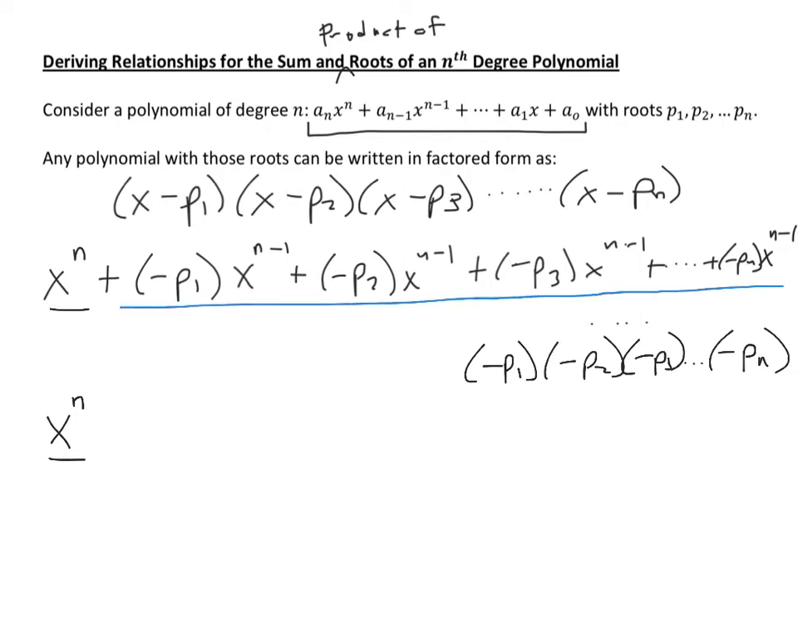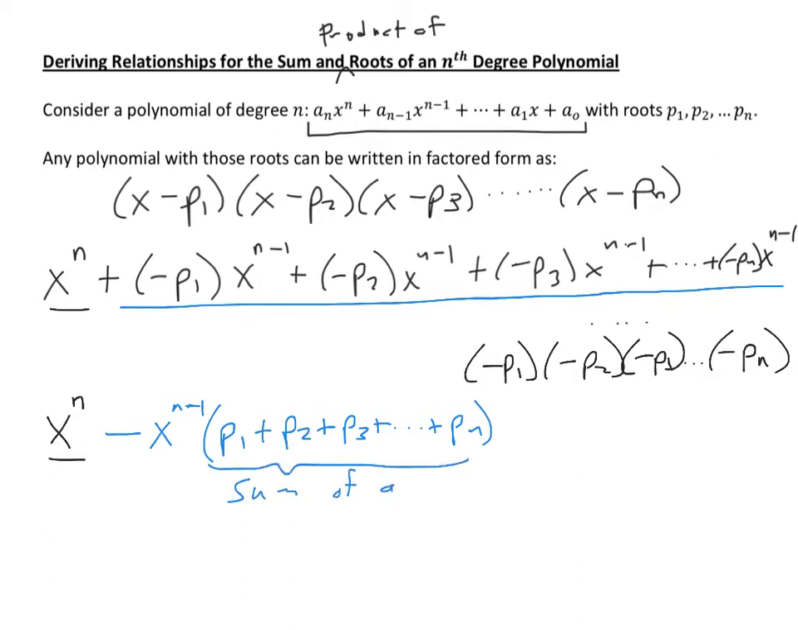All of these ones that have x to the n minus 1. You notice they're all negative? So I could effectively factor that negative out, and they're all also x to the n minus 1. If I factored the negative and the x to the n minus 1 out of all of them, don't I wind up with p1 plus p2 plus p3 plus dot, dot, dot, all the way down to pn? Notice that this right here is the sum of all n roots, right?